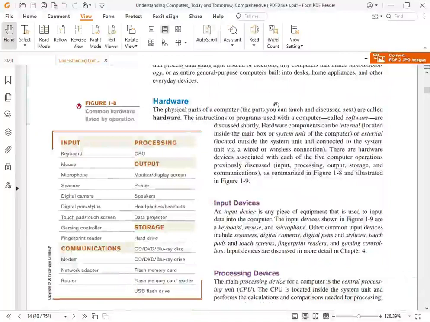Instructions or programs used with a computer, called software, are discussed shortly. Hardware components can be internal, located inside the main box or system unit of the computer, or external, located outside the system unit and connected to the system unit via a wired or wireless connection. There are hardware devices associated with each of the 5 computer operations previously discussed: input, processing, output, storage, and communications, as summarized in Figure 1-8 and illustrated in Figure 1-9.